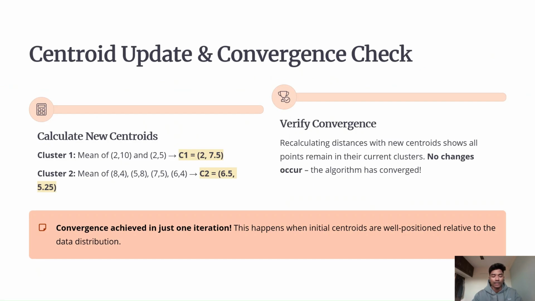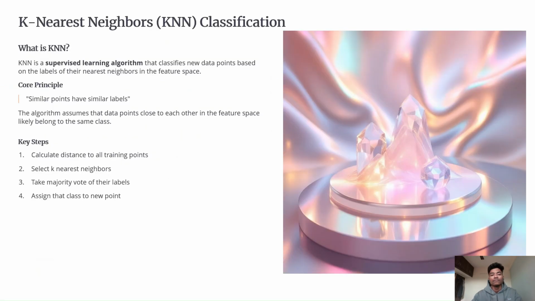Now, what is KNN classification? Now let's switch to a supervised technique, KNN. KNN stands for k-nearest neighbors. It works on a very simple idea. Data points that are close to each other likely belong to the same class. KNN is used when you already have labeled data and want to classify new points.